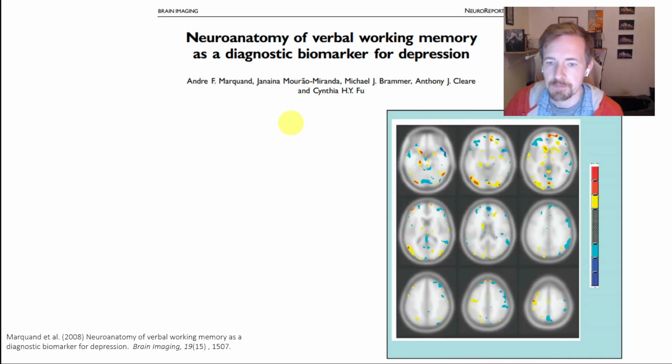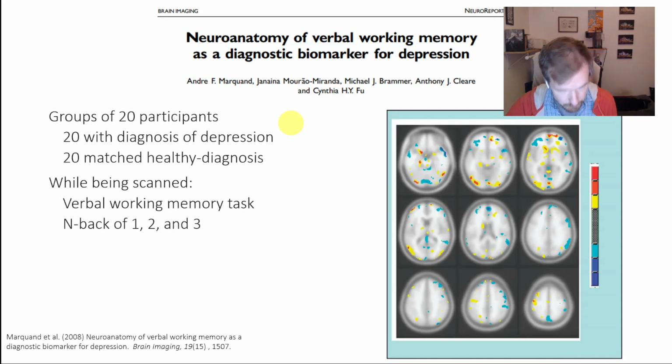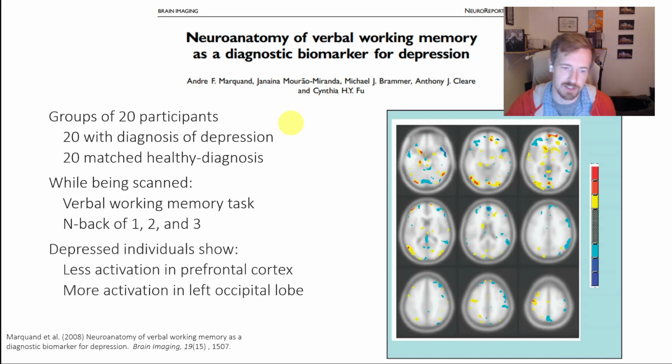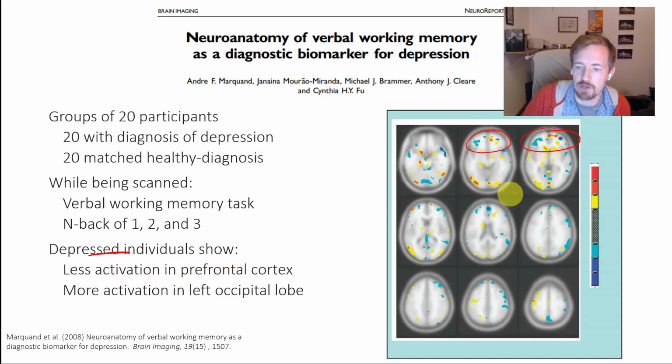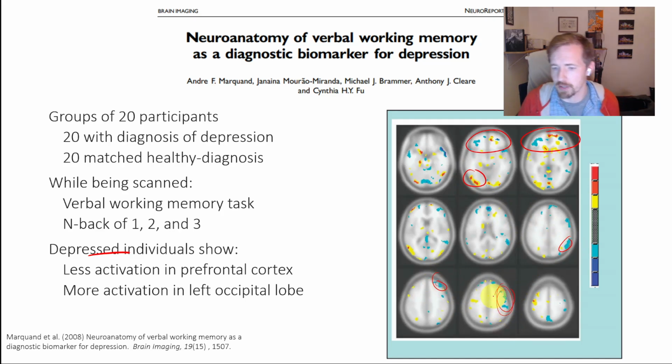compared to neurotypical subjects. And like I mentioned, we can also see this in depression. If we're looking at people who are doing a working memory task, in here they were doing an N-back task, what they found is that people who were depressed showed less activation in the prefrontal cortex, which is what you're seeing right here. You see all those blues, and more activation in the left occipital lobe, which you have right there. You see some less activation over here too, prefrontal cortex, but also looks like the parietal lobe as well.